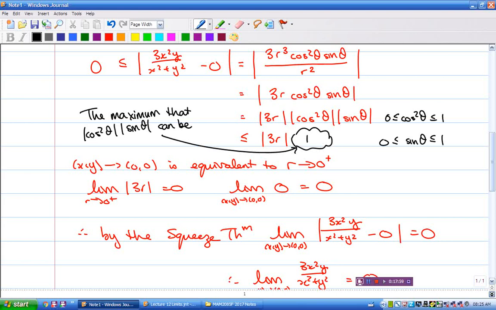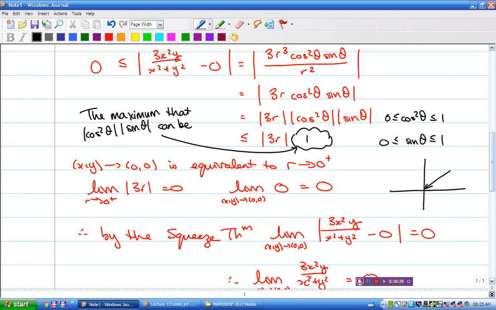Question over there? Why would you say that x and y tending to 0 is equivalent to r tending to 0? Because if your points are tending to 0, if you're approaching 0 as far as x and y are concerned, then you're also approaching 0 as far as r is concerned, because r is a measure of distance from the origin. R is basically defined as distance from the origin.